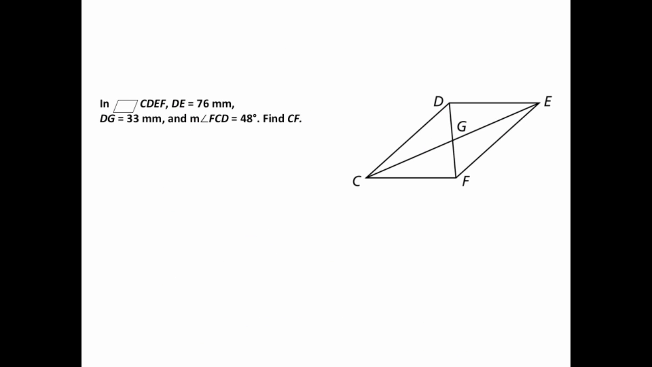Okay, now that you should be back. What we have first is parallelogram CDEF. We're told that DE is 76 millimeters, DG is 33 millimeters, and the measure of angle FCD is 48 degrees. We're being asked to find CF.